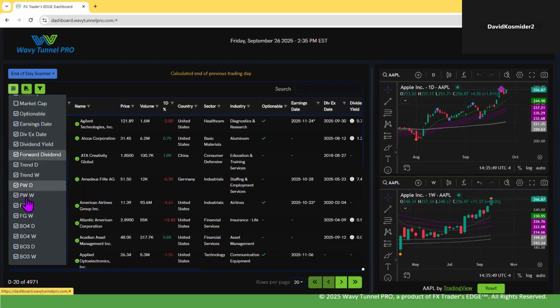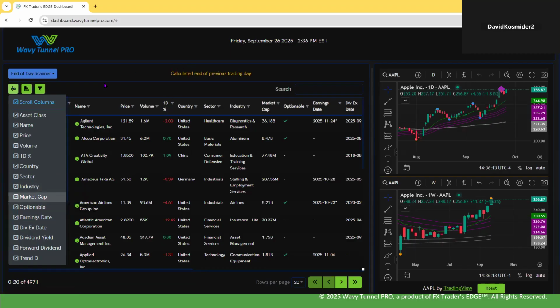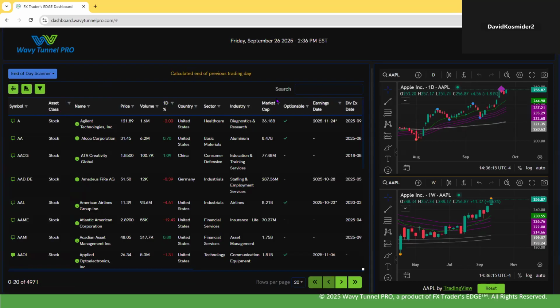We have the PW on the daily and the weekly, the fill the gap on the daily and the weekly, the breakout 4 on the daily and the weekly, and the breakout 3 on the daily and the weekly. So here I have everything checked off. Oh, and what's really important to me is if the stock is optionable, because I do options, so I want to see if it's optionable. So that's what you can get across the top.